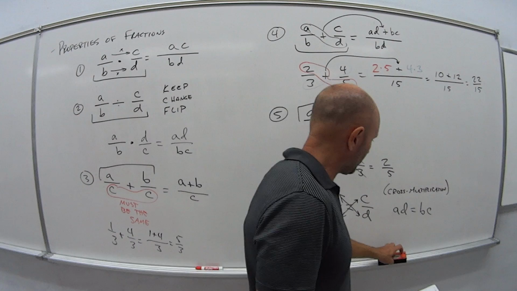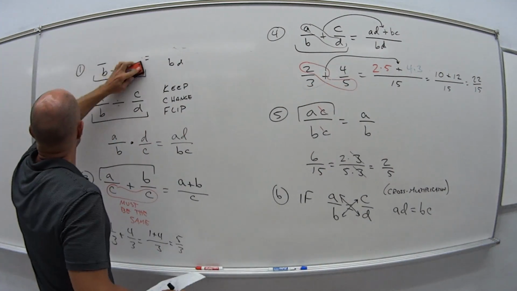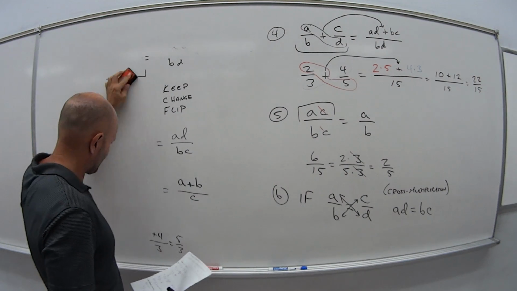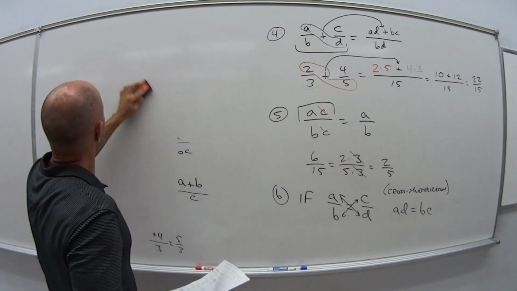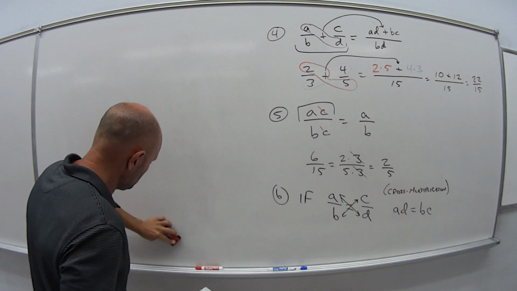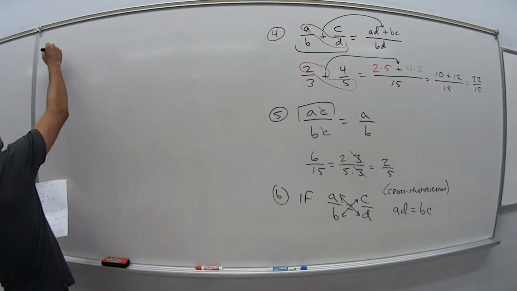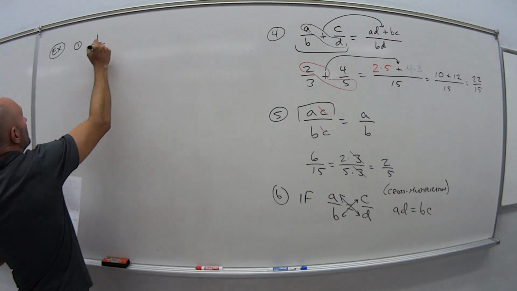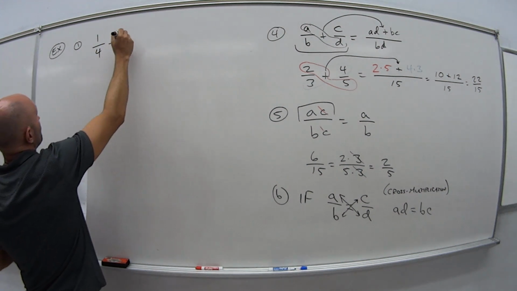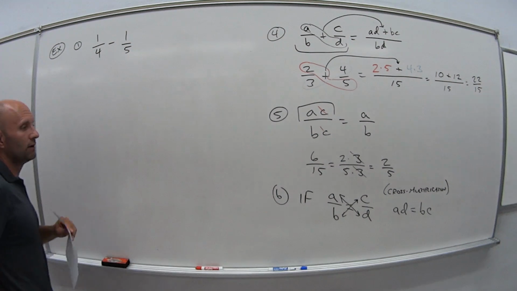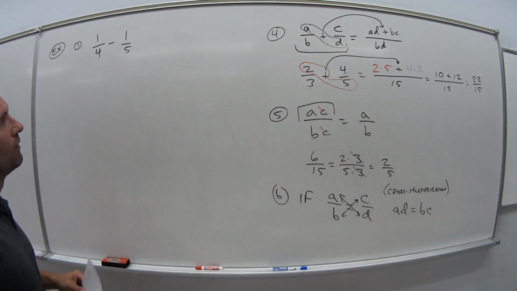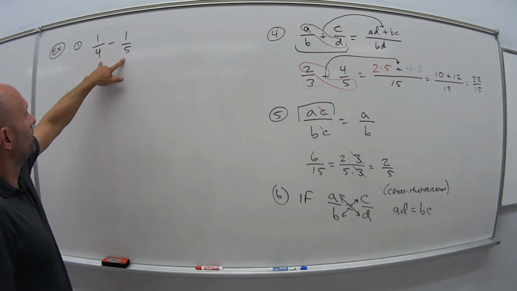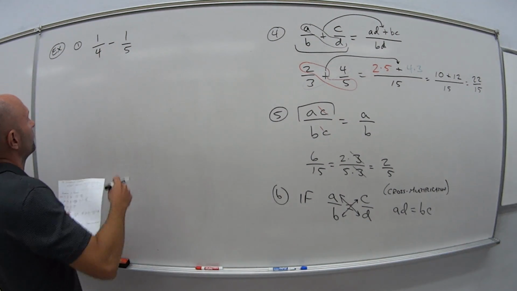So let's look at a couple examples utilizing these properties. The first example, let's say we have subtraction of fractions. So 1/4 minus 1/5. Well, that's like this guy here, number 4. They're not the same, but we can do the process, which is what?